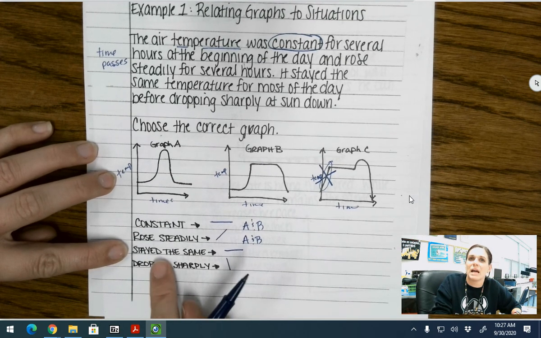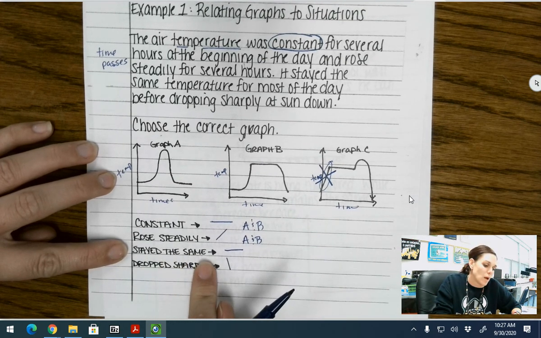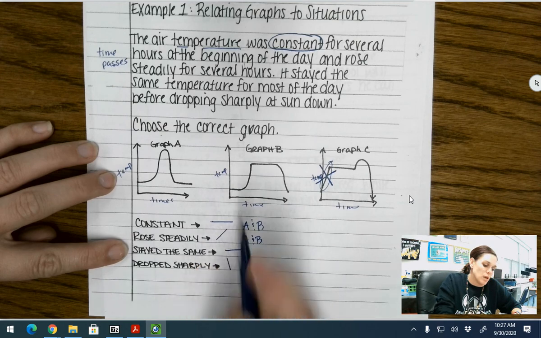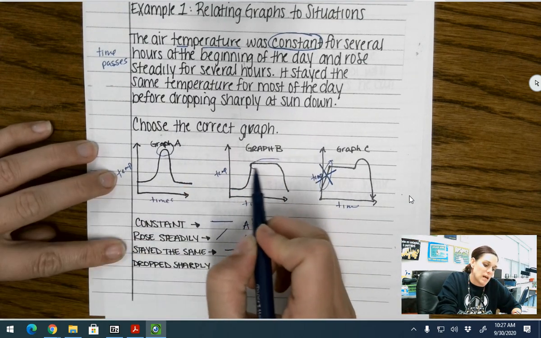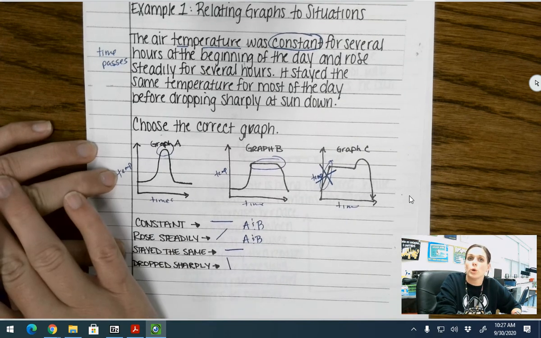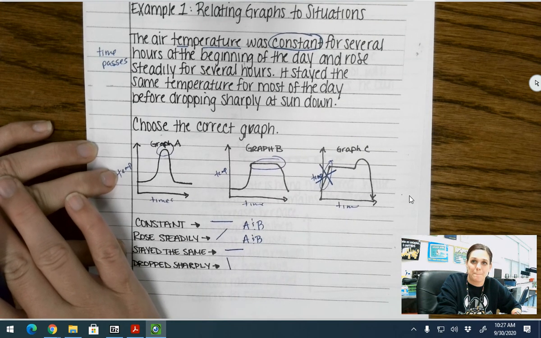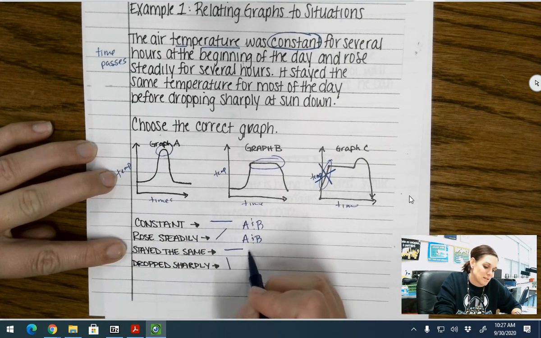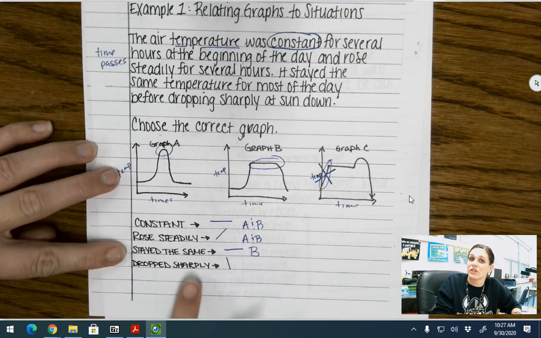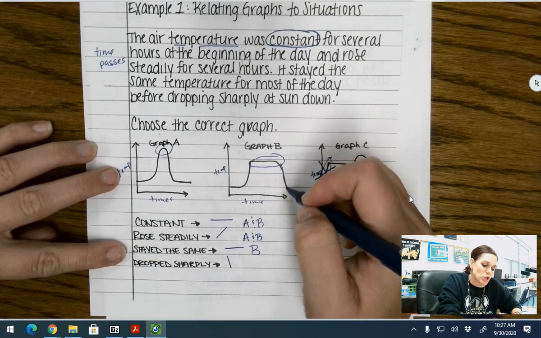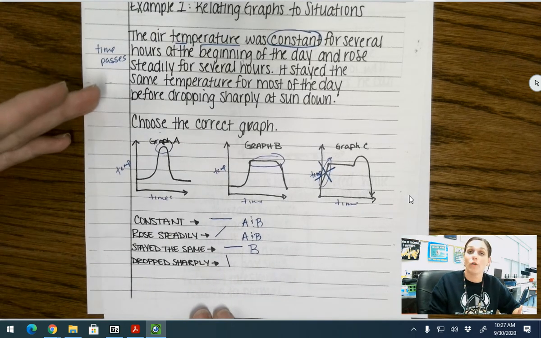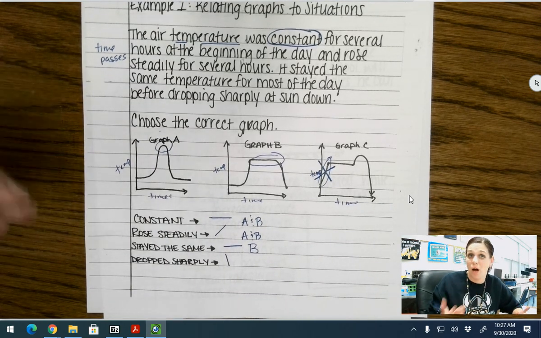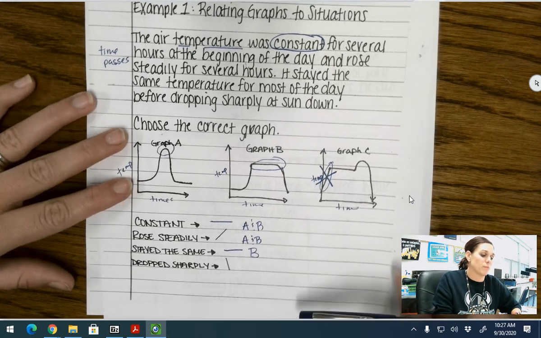So now it stayed the same for most of the day. So notice at the top here versus the top here. So who would be staying the same? In this case, B would be our winner. And now we have to check our last one. Dropping sharply, it's in fact B. All right, so hopefully you can visually see how this story plays out in graph mode.